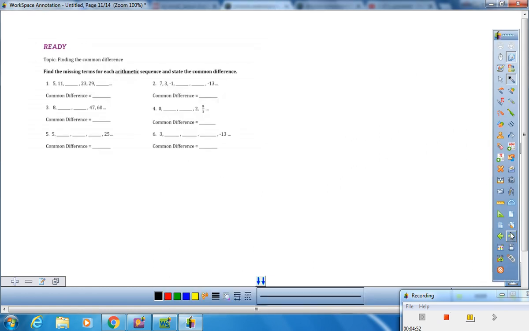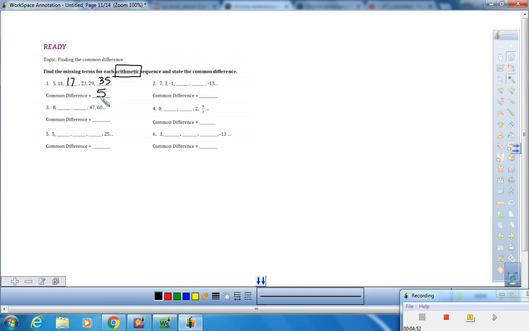All right, find the missing term for each arithmetic sequence. What's an arithmetic sequence? It's every single term differs by the exact same amount. So we have a slope. These are linear progressions. So from 5 to 11 is 6. Since it told us it's arithmetic, then I know that the next one we will add 6 and get to 17. When you add 6 to 17, you get 23, 29, 35. The common difference was 6.